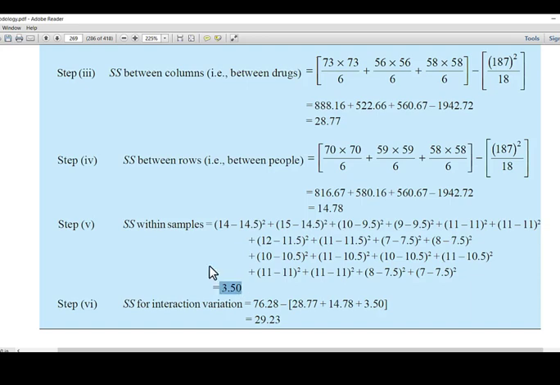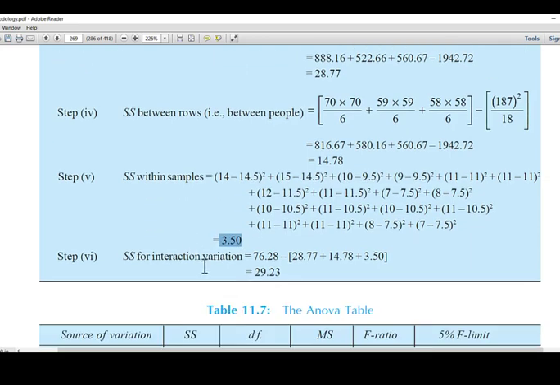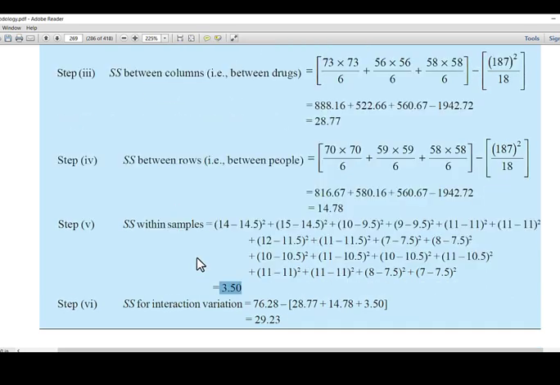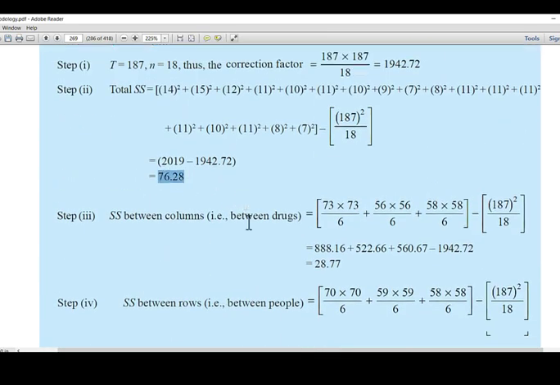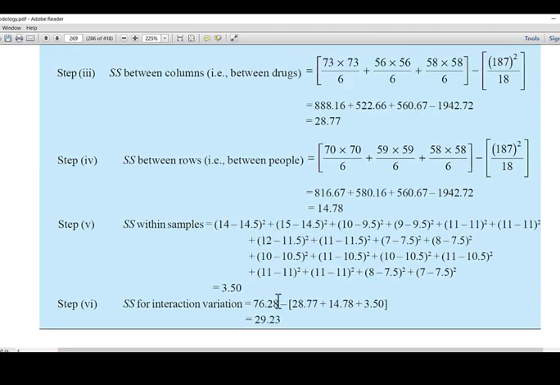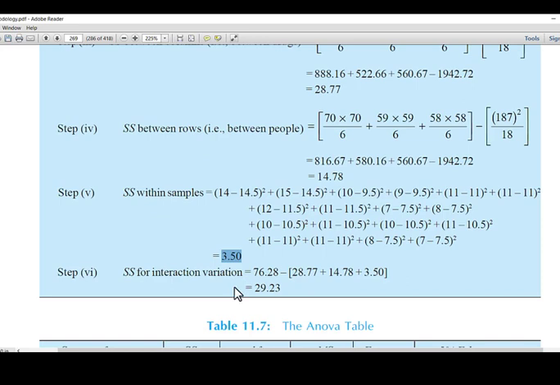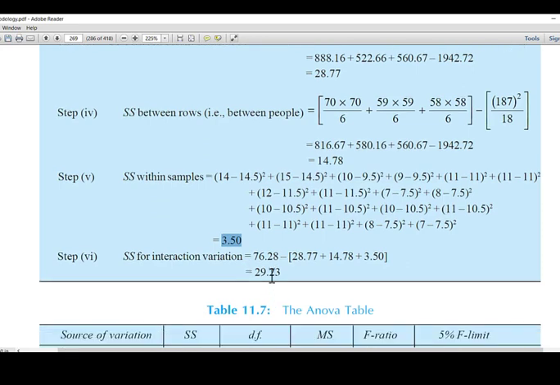Then SS for interaction variation. How that is obtained, you see, SS total 76.28 is written here, minus SS between columns 28.77, and then here 14.78 is related to SS between rows, and SS within samples 3.5. So from this we have got SS for interaction variation 29.23.